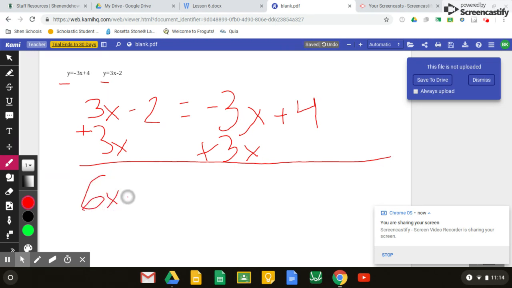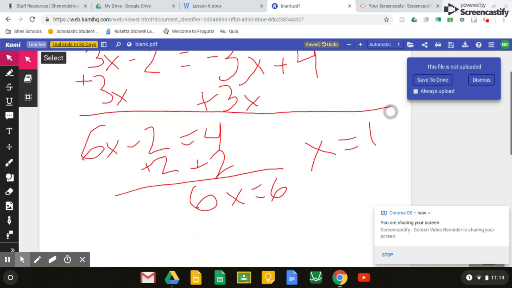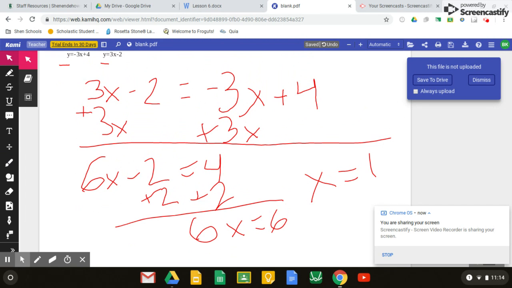So I got 6x minus 2 equals 4. Add 2 to both sides. I get 6x equals 6. Divide both sides by 6, and we get x is 1. Okay. So I did all this nice work, got x is 1.